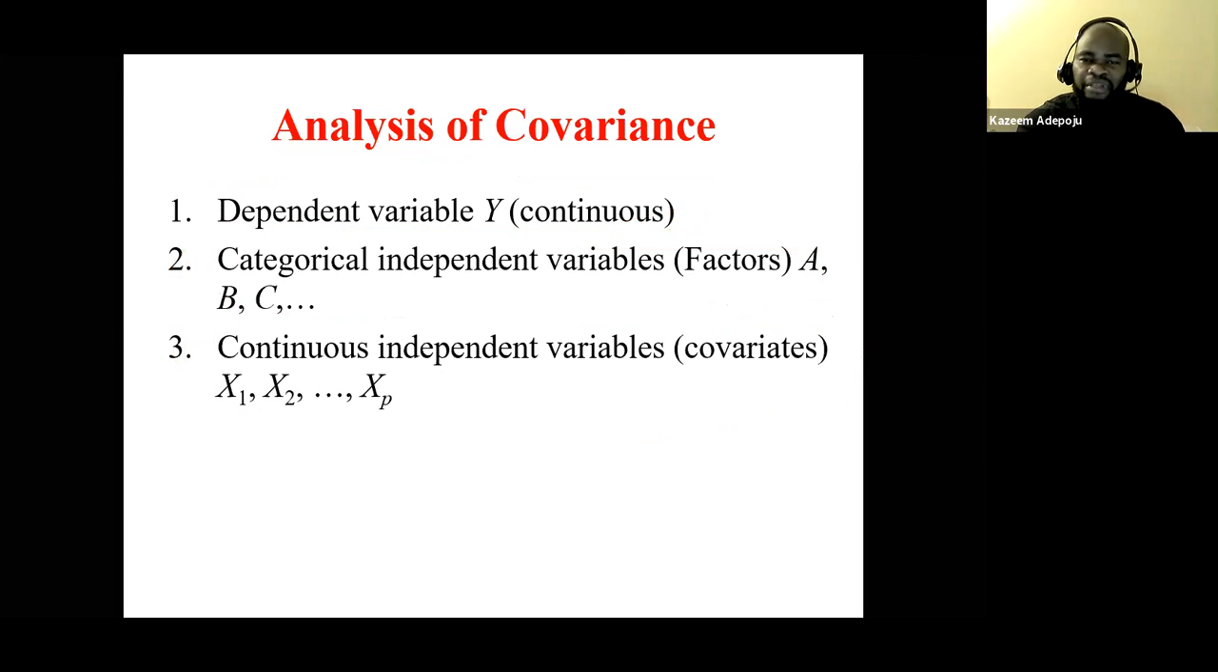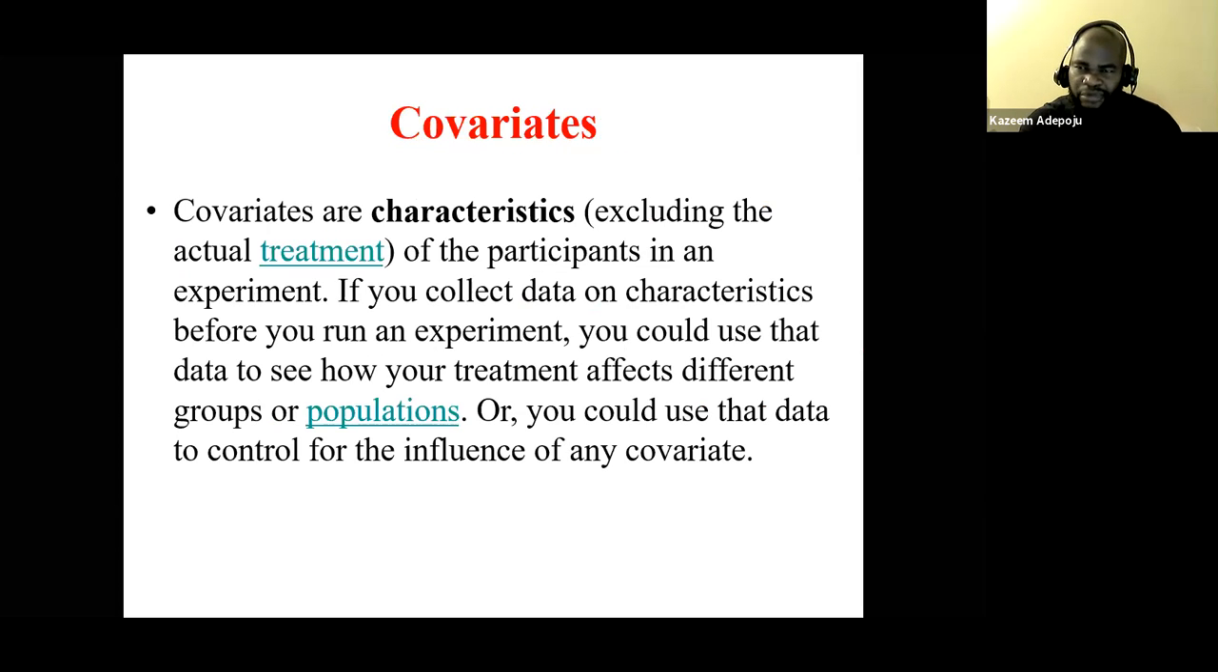Now, the next thing I want to talk about is the difference between analysis of variance and analysis of covariance. The difference between analysis of variance and analysis of covariance is the covariate. Let's talk about the covariate. What do we mean by covariate? A covariate can be defined as characteristics of the respondents, of the participants in an experiment.